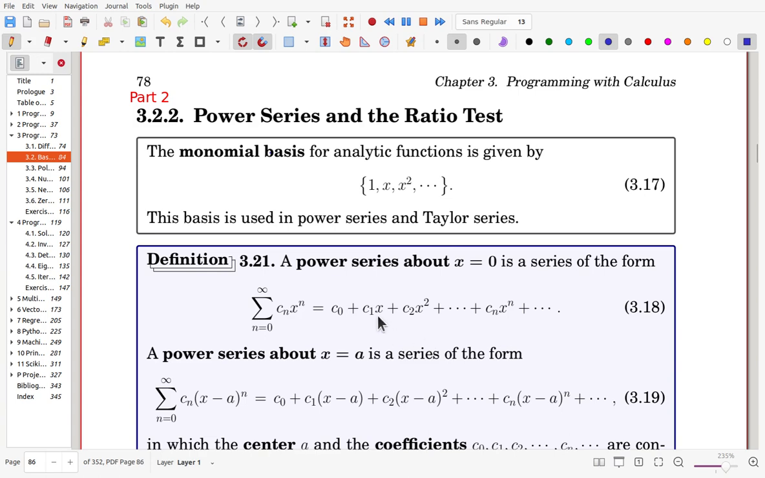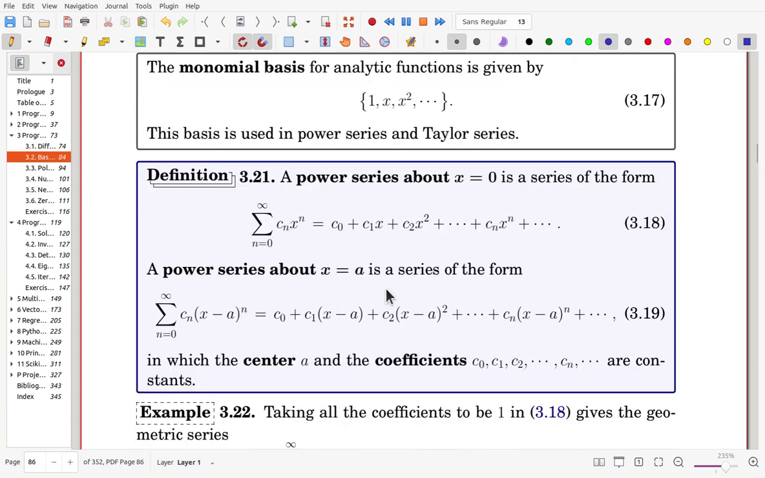Okay, here we define power series. A power series about x equals 0 is a series of the form given in this equation: constant c0 plus c1 x plus c2 x squared plus, and so on. That is the nth order term, and it goes on for infinitely many terms.